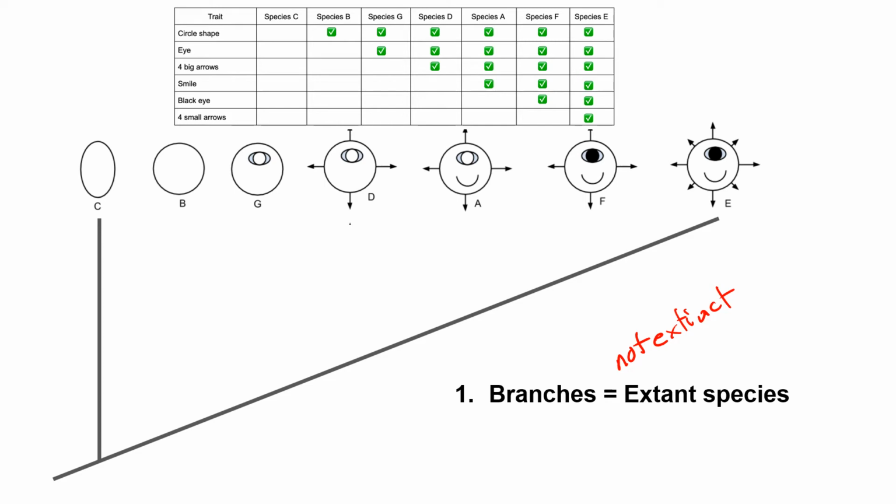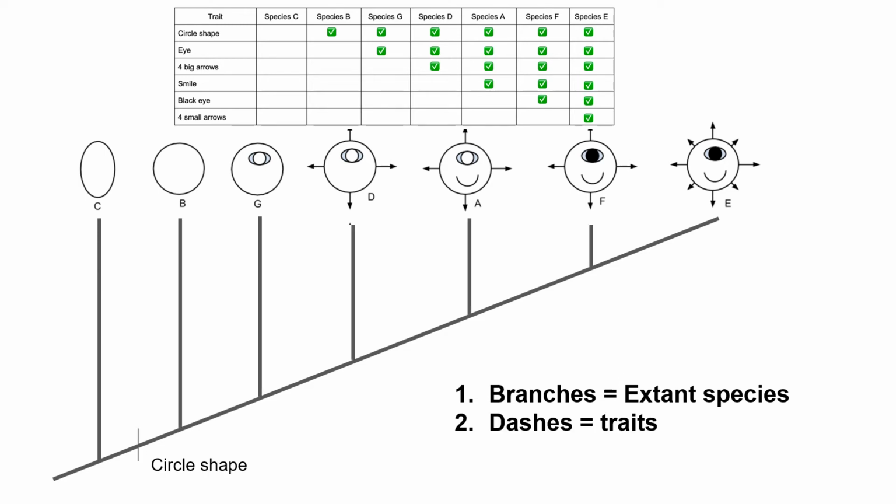So you can see we have our 7 currently living species, okay? And the branches are going to point to those. You can see the first branch goes up to C, the diagonal branch goes all the way up to E. And then we're going to fill in a bunch of those branches as we go along, because C, B, G, D, A, F, and E are all our living species. They're extant species. So they all have a branch pointing to them.